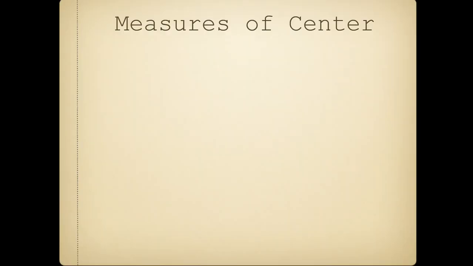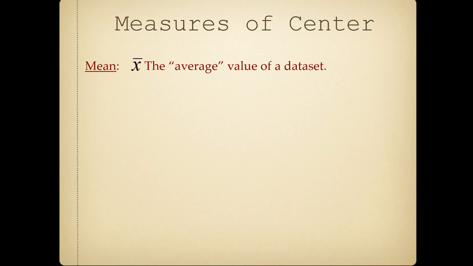So the first number we have to talk about is measures of center. And we have two measures that we focus on. The first is the mean, denoted by x bar, which is the average value of your data set. Now, x bar is if you have a sample. You may also see mu used for the mean, but that represents if you have the whole population.